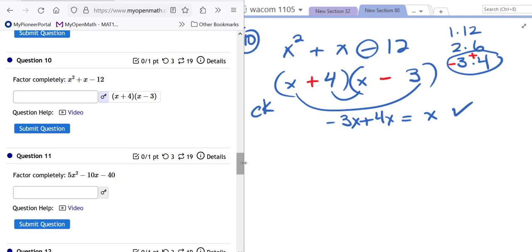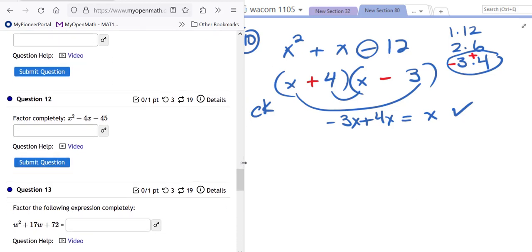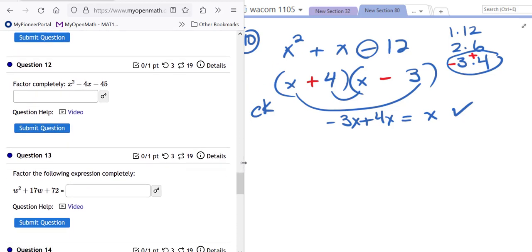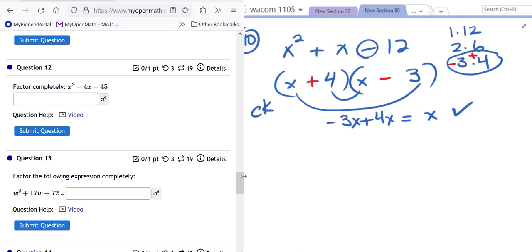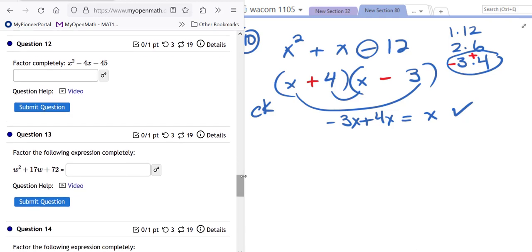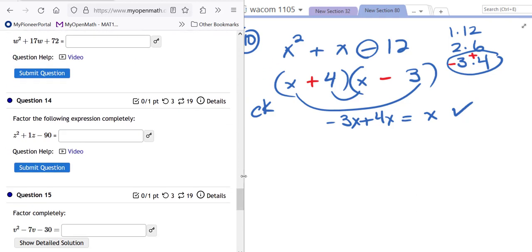Okay, I'm going to skip 11 as a GCF of 5, and then you would keep going. That is just different signs, subtract. So plus and minus with your signs. I'm looking to see.